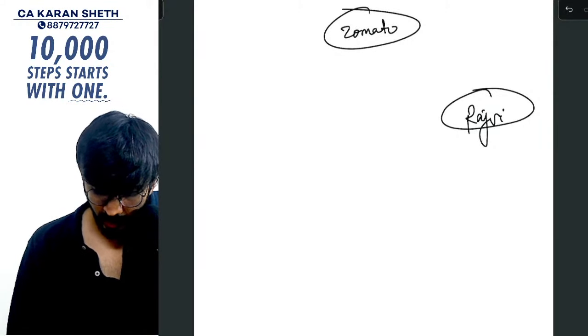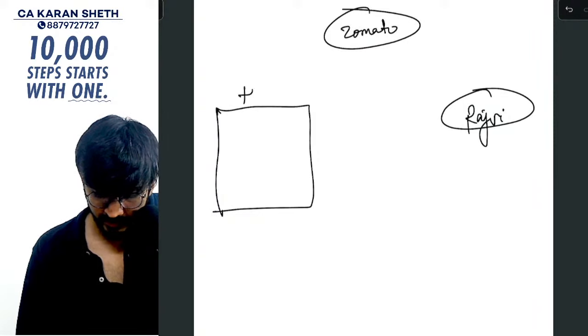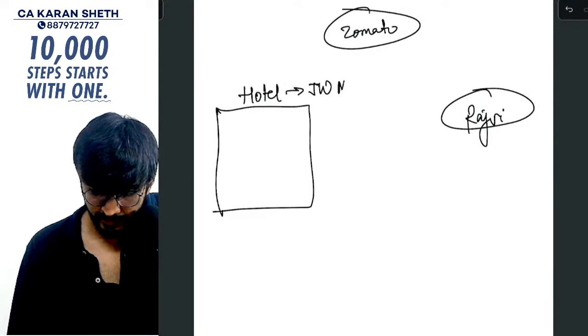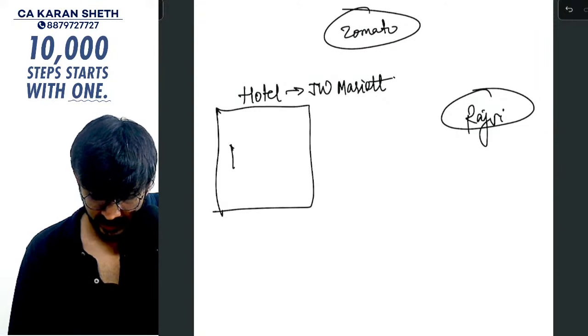So now the thing is, this is a hotel. Which hotel? Let's say JW Marriott. And in that there is a restaurant.